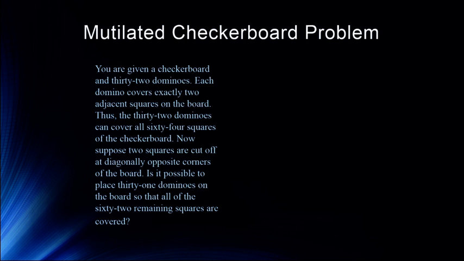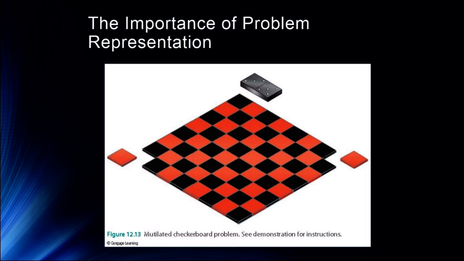So you're given a checkerboard and 32 dominoes. Each domino covers exactly 2 adjacent squares on the board, plus the 32 dominoes can cover all 64 squares of the checkerboard. Now, suppose 2 squares are cut off at diagonally opposite corners of the board, like this. Is it possible to place 31 dominoes on the board so that all of the 62 remaining squares are covered? So in my in-person classes, I actually hand out a photocopied version of a checkerboard and break students into groups to see if they can solve this. So here's the problem. Can we use one less domino to cover this entire checkerboard?